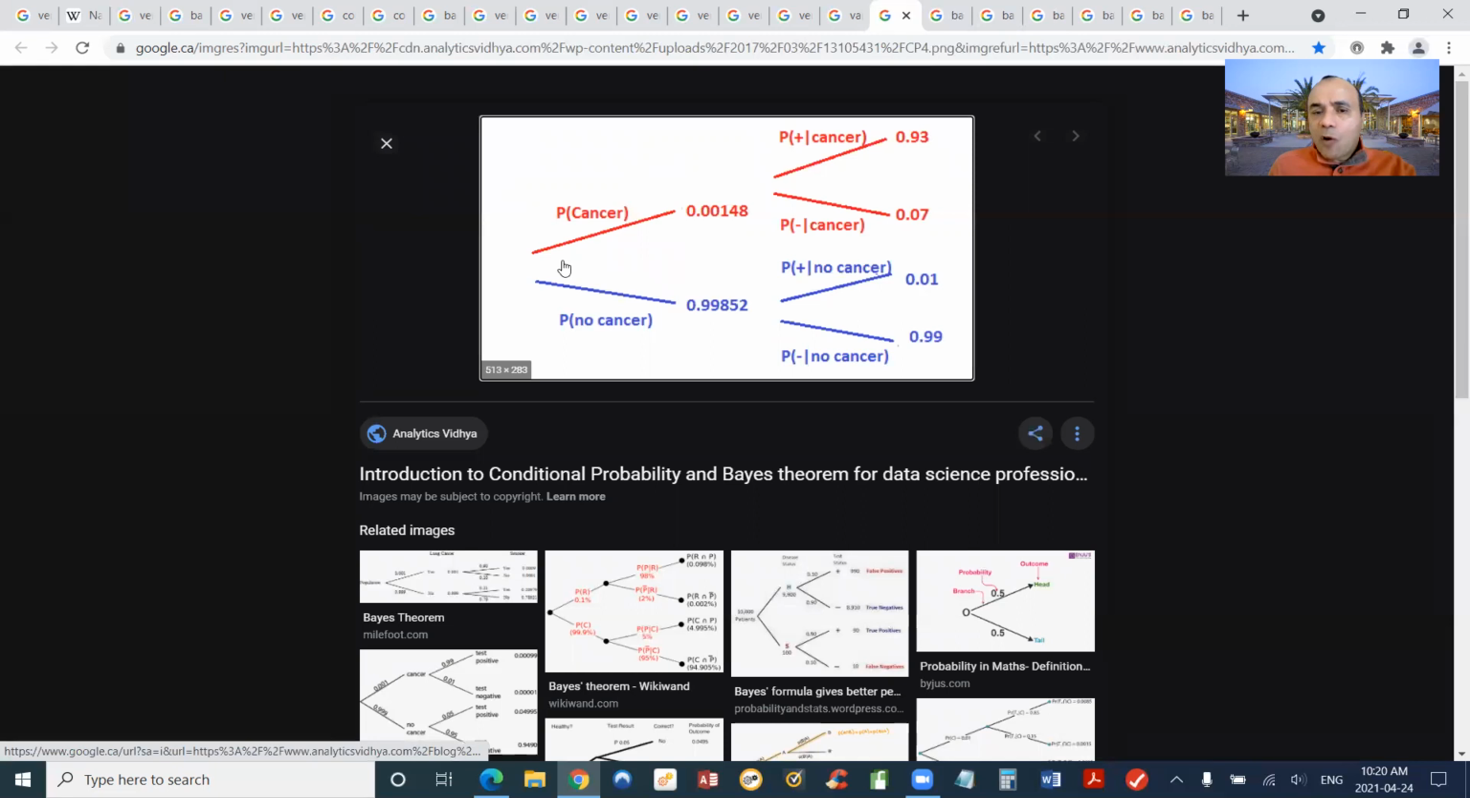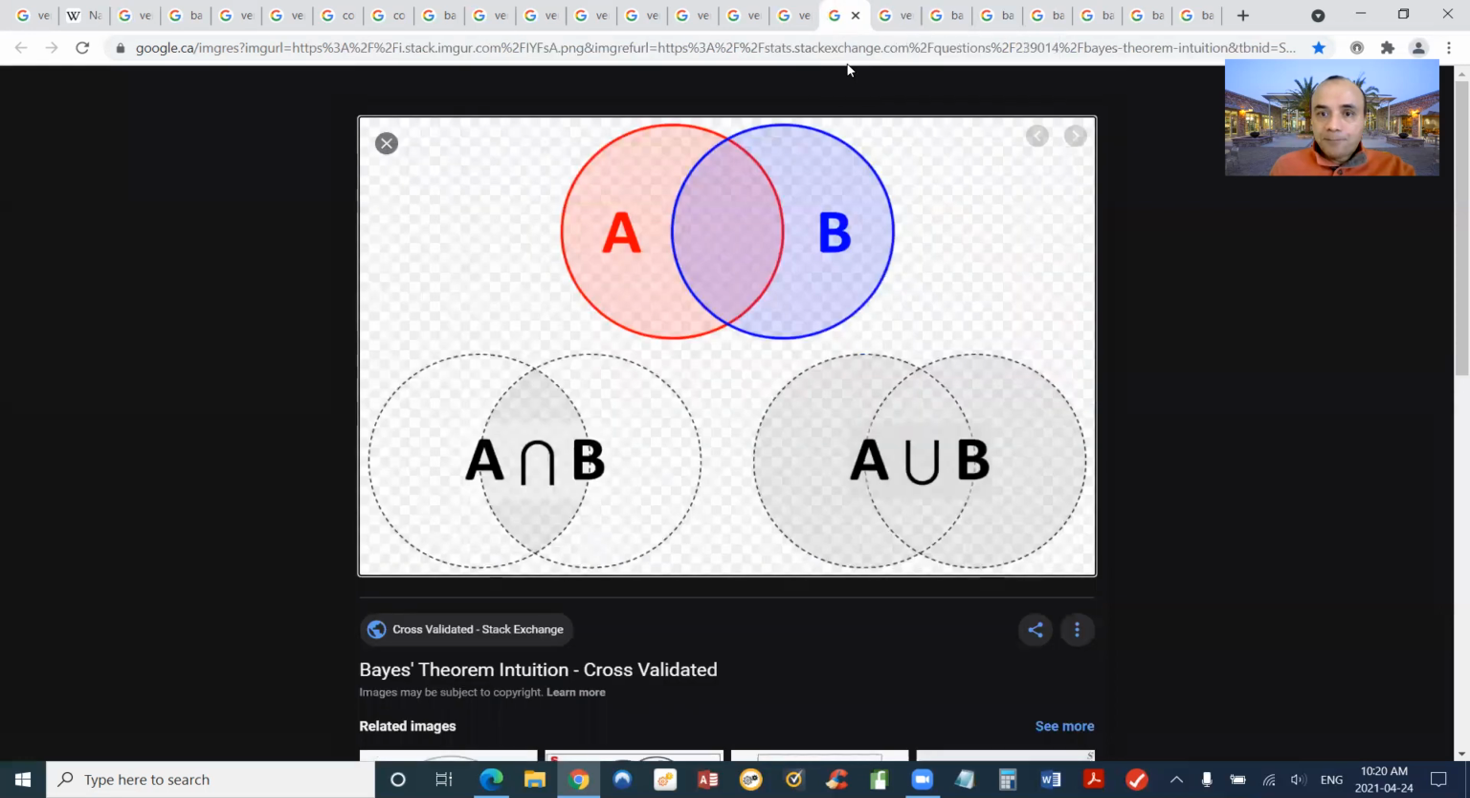Once again, you can talk about cancer. These are different examples I found. And usually the probability is written on the branch instead of here. And then you can multiply and say: test positive, no cancer; test negative, no cancer; test positive and cancer; test negative and cancer. And then you can add 0.93 and 0.01 as the outcome for positive test results. And then you could talk about the ratio.